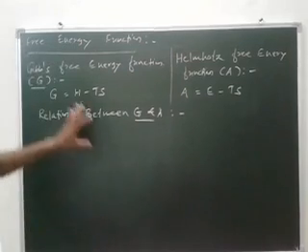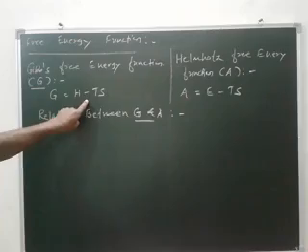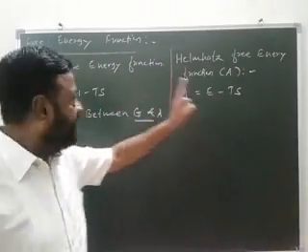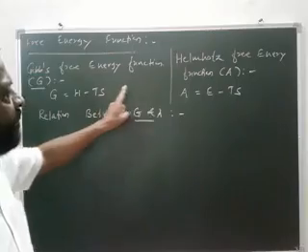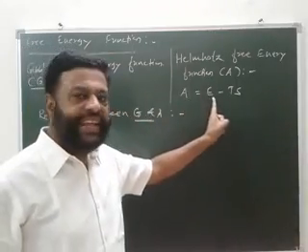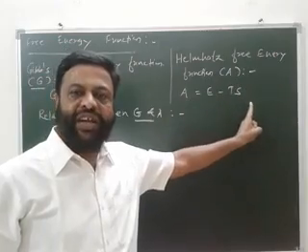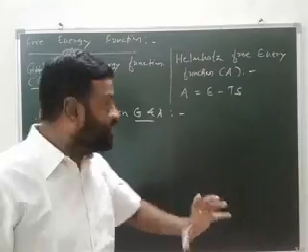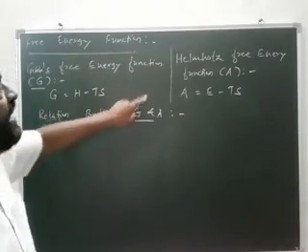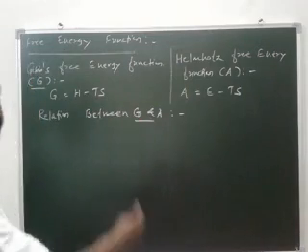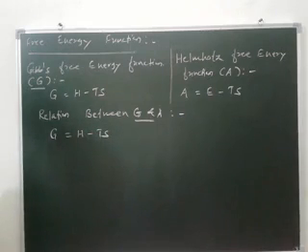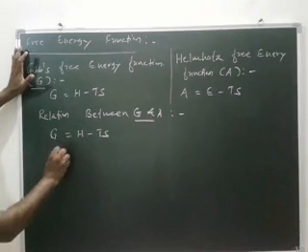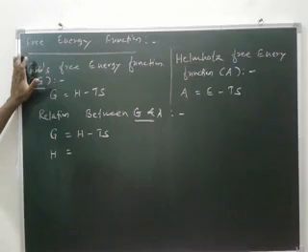So we see here mathematically G is given by this equation, H minus Ts, and A is equal to E minus Ts. In this equation G means Gibbs free energy function, H enthalpy, T temperature, S entropy. A is Helmholtz free energy function, E internal energy, T temperature and S entropy. Now we are going to discuss the relation between G and A. First we can write the equation G is equal to H minus Ts.